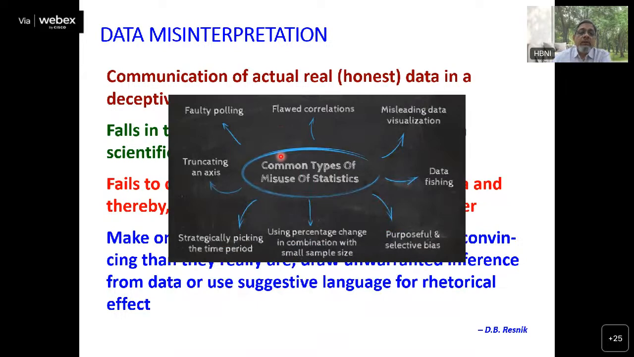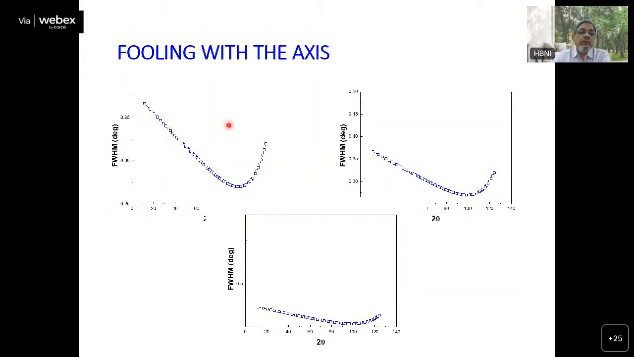Before that, the common types of misuse of statistics. For example, in time period data, you strategically pick only the time period which is suitable for you, or you truncate an axis artificially and then show some data, or you use a percentage change in combination with a very small sample size. Then you can have purposeful and selective bias in reporting, or you can do data fishing or misleading data visualization, and a few more like that. Let's see how it works.